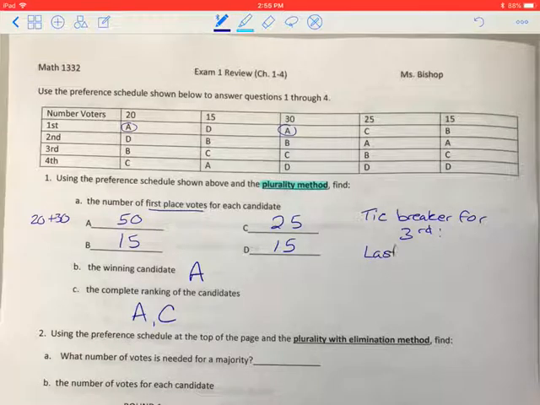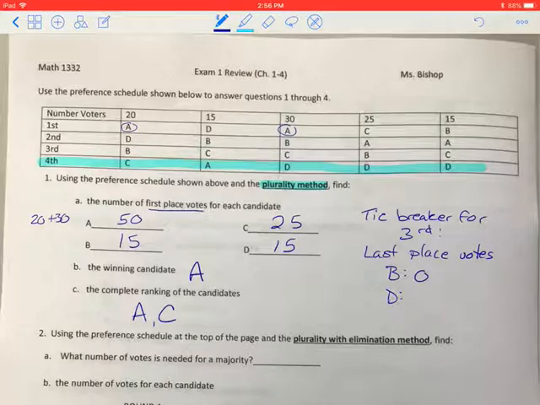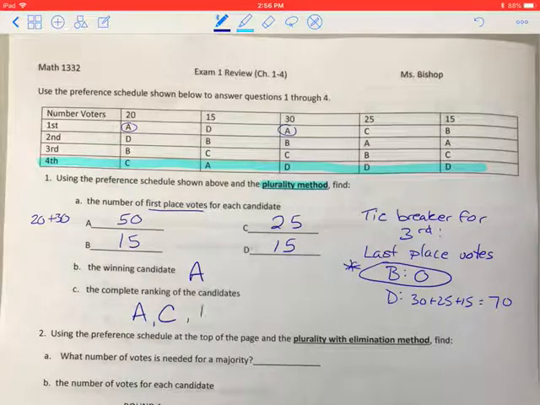So if we look at last place votes, we are only looking at B and D since they're the only ones involved in the tiebreaker. And if I look across the bottom, so I'm looking only at last place now, I don't see any B's at all, so that's going to be 0. And then D's got 30, 25, and 15, so that's going to be a whole bunch. I think that comes out to be 70. So B wins the tie, so B gets third and D gets fourth.